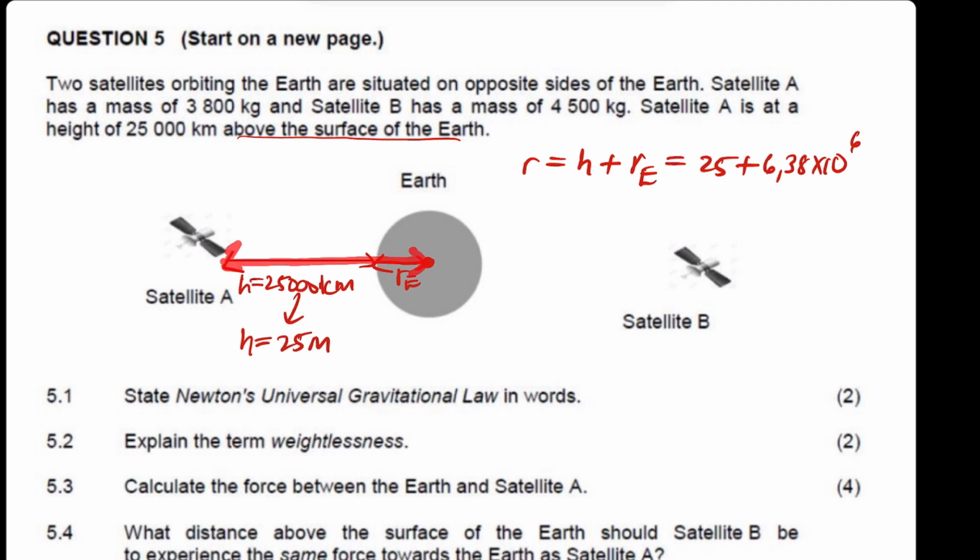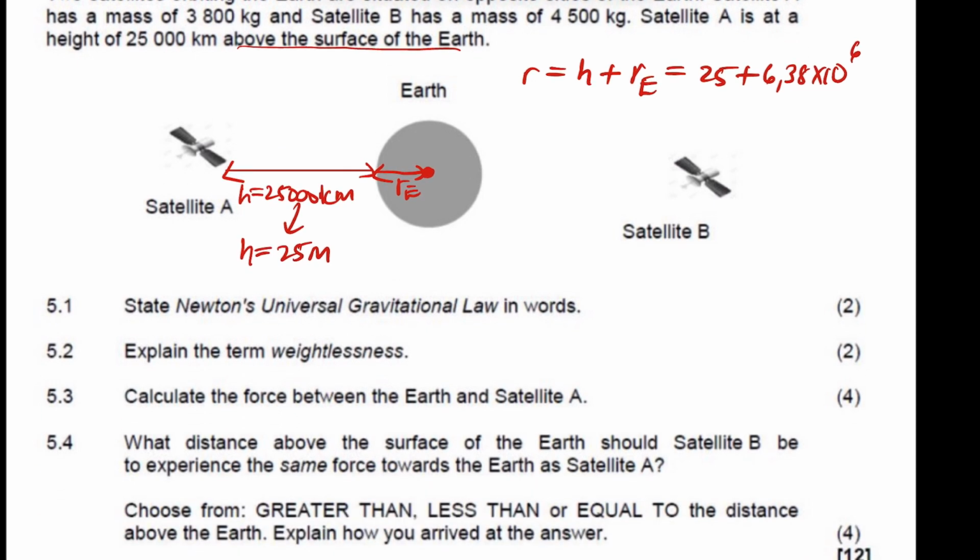That's r, right? Now, in 5.2, another thing, there's a gravitational force between the Earth and the satellite. It's very important. Now, 5.2 says explain the term weightlessness. When you experience weightlessness, it's when all the contact forces are removed. In fact, it's a sensation. It's like when you enter the lift and then the lift goes down. What are you going to feel there? You're going to feel weightlessness.